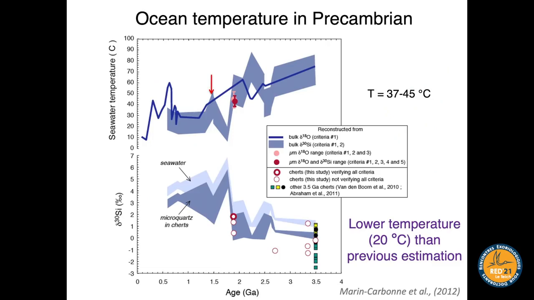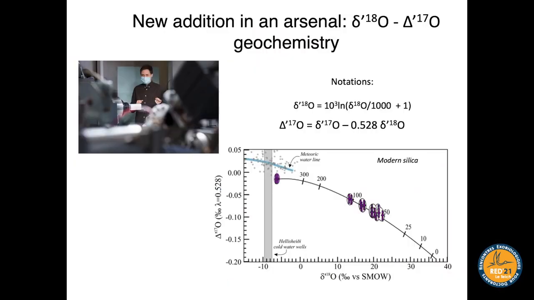That was done a few years ago, where we reconstructed data from various cherts from the Archean. By taking diagenesis into account, we found a temperature around 37 to 45 degrees. So that was quite lower than the 70 degrees previously estimated. But now we have a new geochemistry tool, which is the triple oxygen isotope. Oxygen has several isotopes, and we were measuring mostly the 18 and the 16, but now we are also able to measure the 17 at a very good precision.